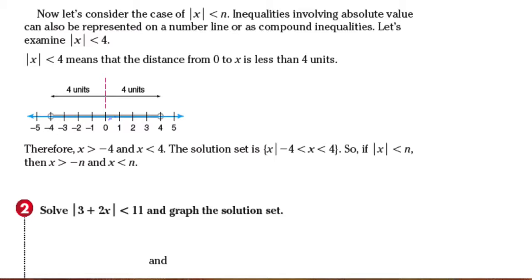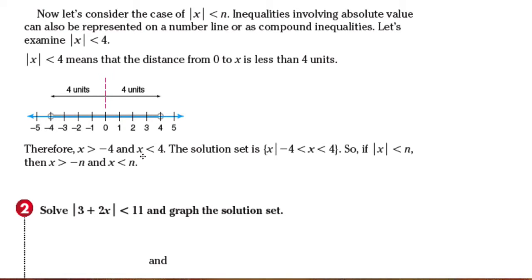Okay? So therefore, x is greater than negative 4 because it's going to the right, and x is less than 4. So the solution set is x such that x is greater than negative 4 and less than 4. So if the absolute value of x is less than n, then x is greater than negative n, and x is less than n. Okay? Does that make sense? If not, repeat that again for your own understanding.